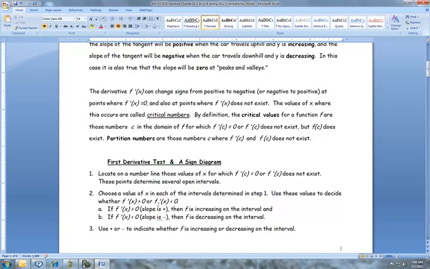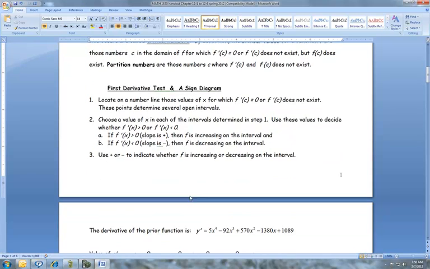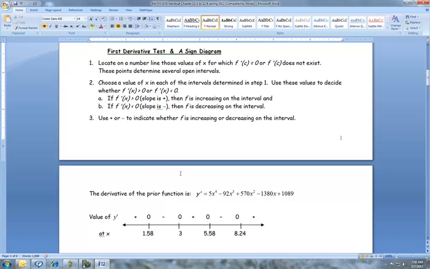But in number 2, it says if the derivative is greater than 0, meaning it is positive, slope is positive, and f, the original, if you'll notice, is increasing on the interval. If the derivative is less than 0, which means it's negative, then the original is decreasing. We're going to use plus or minus in those intervals to indicate whether f is increasing or decreasing. Okay. Now the derivative of the prior function.